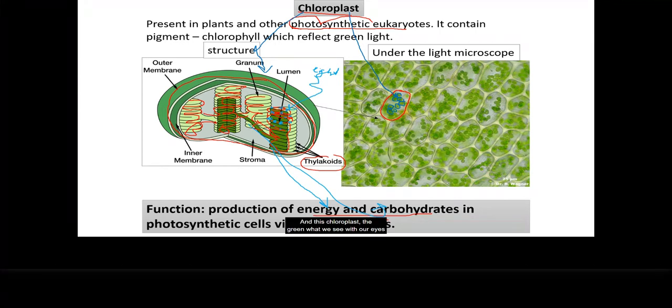And this chloroplast is green, what we see with our eyes, because inside they have a specialized pigment. It's called chlorophyll. And when light hits it, it reflects green light. This is why we see that our photosynthetic plants are green.